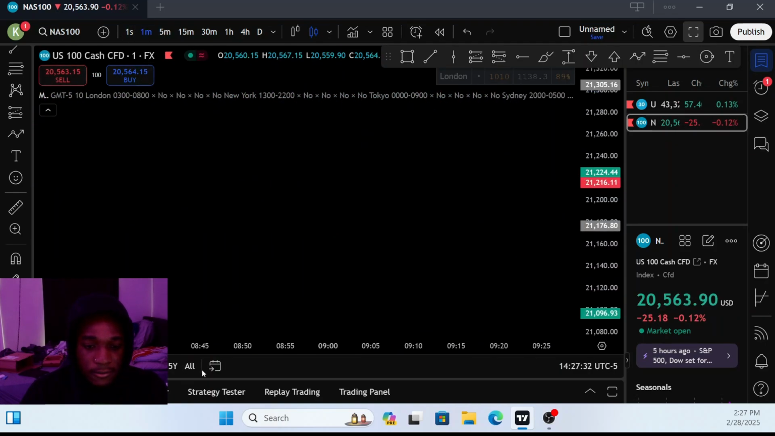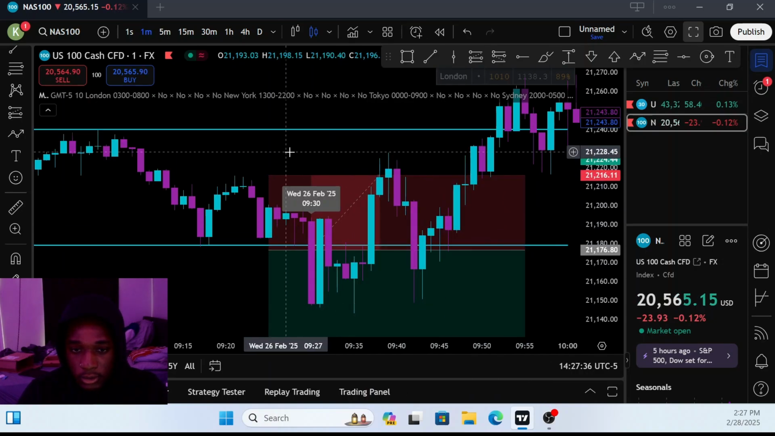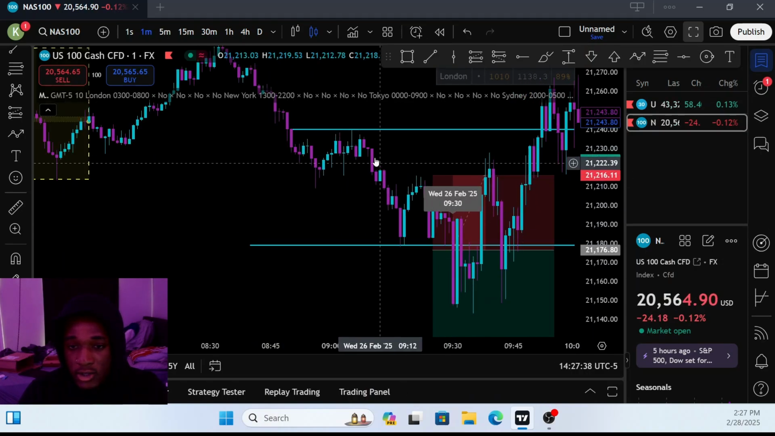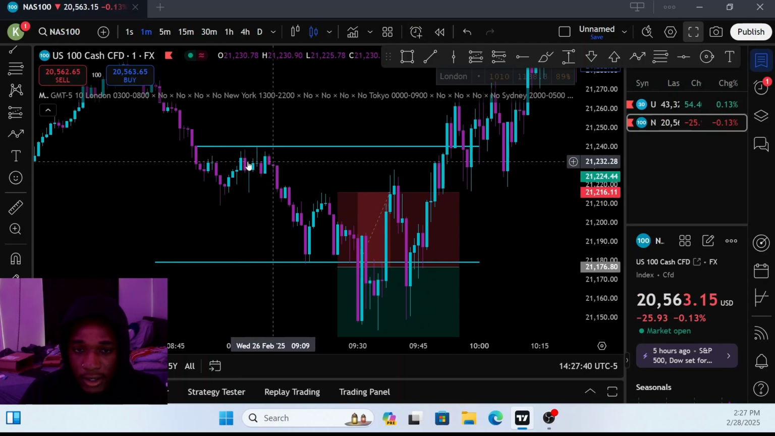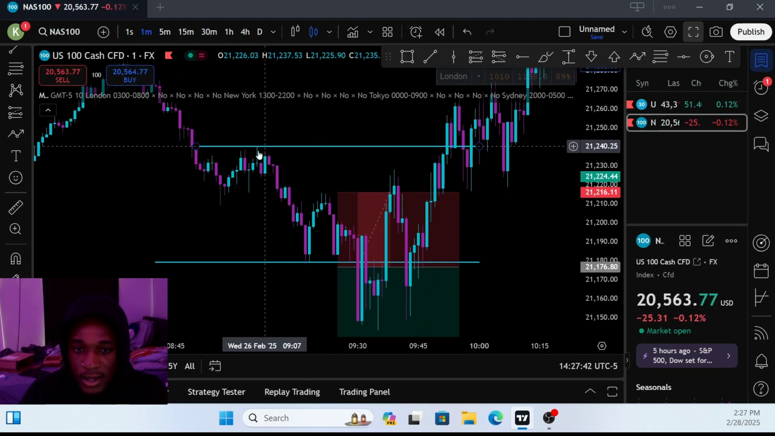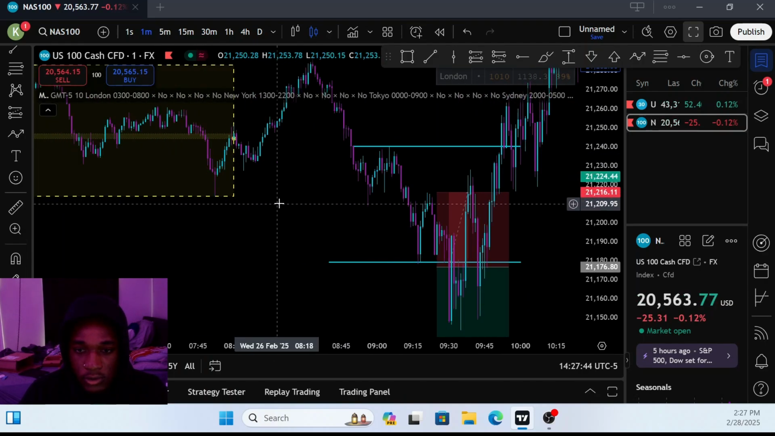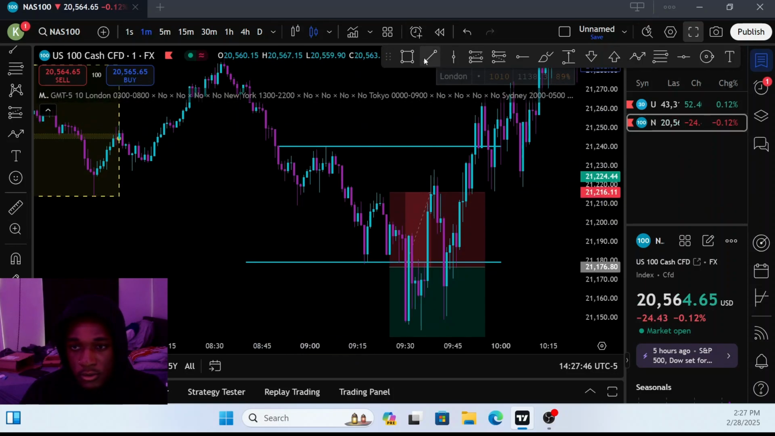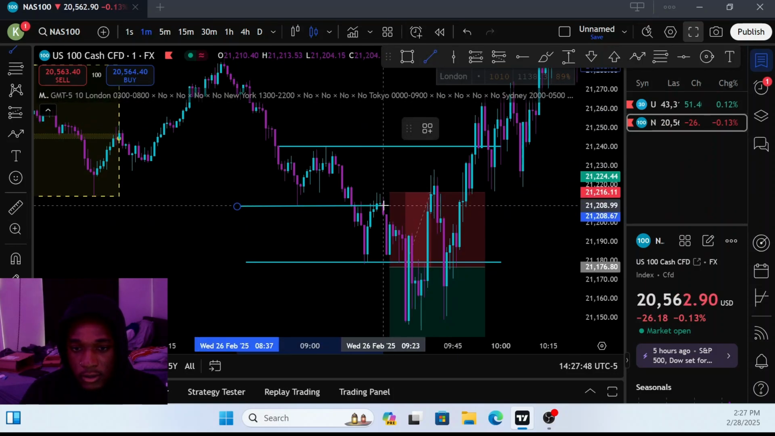If I go into 1 minute time frame, you guys will see it way better. But hold on. Okay, here we go. So as you guys can see, came in at 9 a.m. and we obviously had a resistance at this high, and then we had London lows right here, which was a strong support zone, right? So let me just draw it out for you guys.